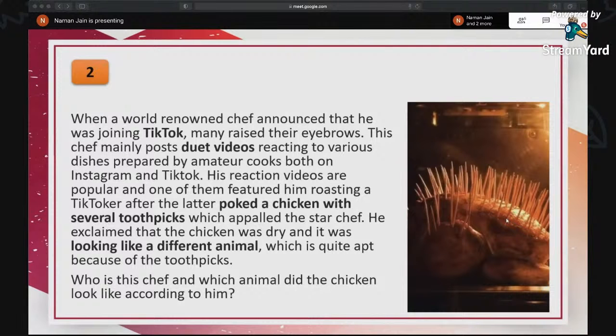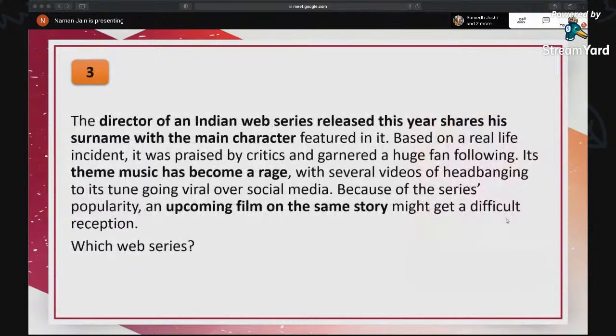Okay, so moving on to question number 3. Yeah, the easiest question of the trend section. Director of an Indian web series released this year shares his surname with the main character featured in it. So director and the main character of the series share the same surname. Based on a real life incident, it was praised by critics and garnered a huge fan following.